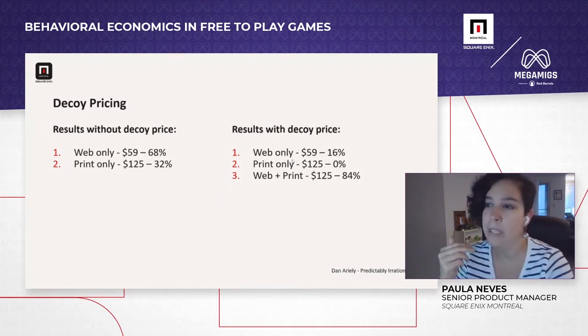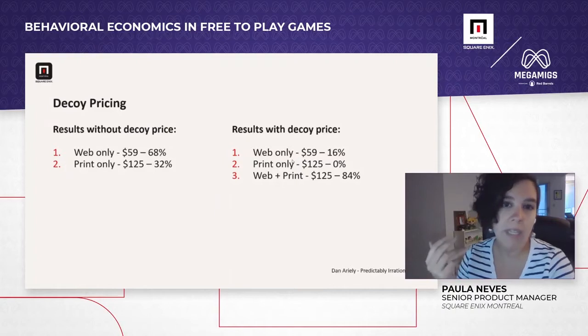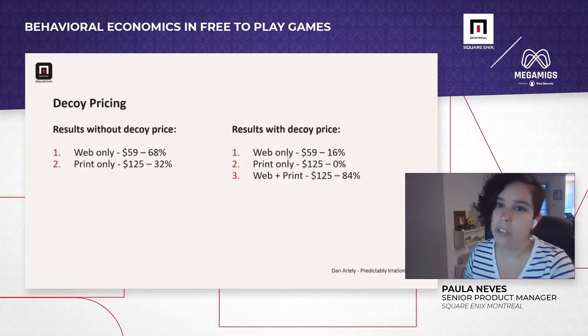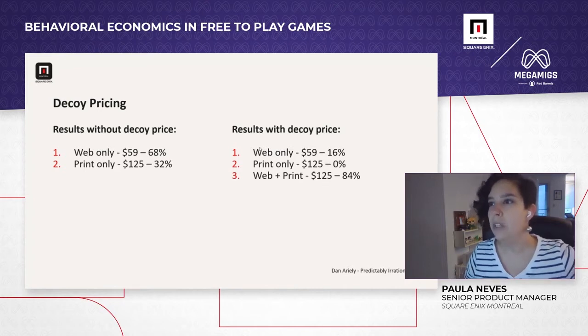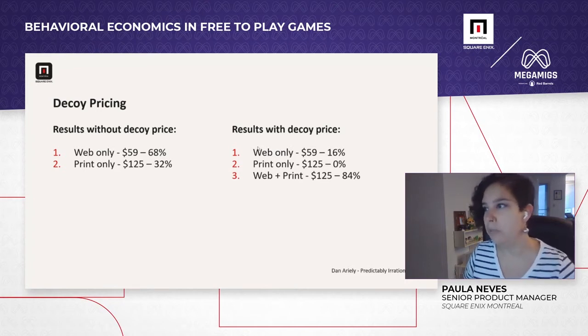So they were able to upsell. And a lot more users were actually making the $125 purchase instead of the $59 one. So that's how decoy pricing can be really, really useful.